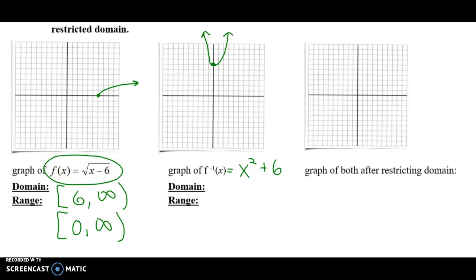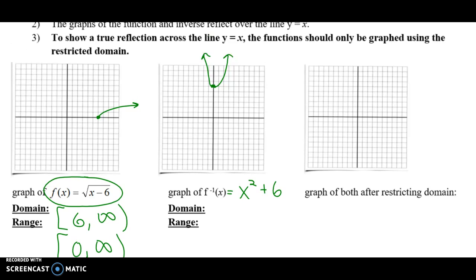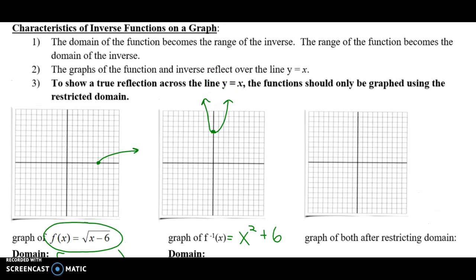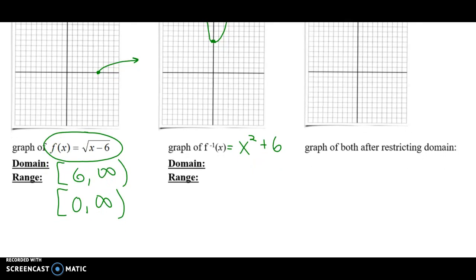And now, I'm not going to ask you the domain and the range of the parabola. I'm asking you the domain and the range of the inverse. And if you go up here and read step 1, it says, the domain of the function becomes the range of the inverse. The domain of the function becomes the range of the inverse. And the range of the function becomes the domain of the inverse.